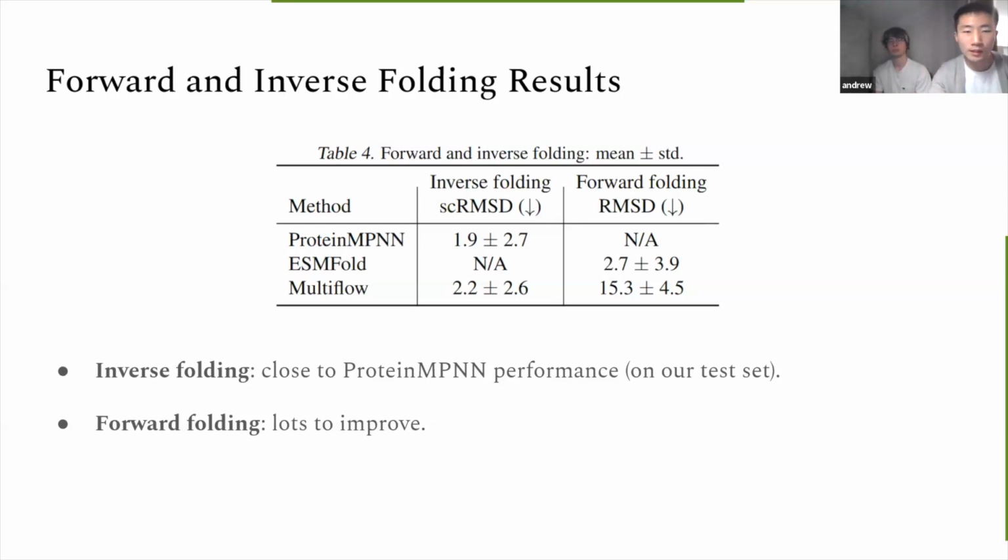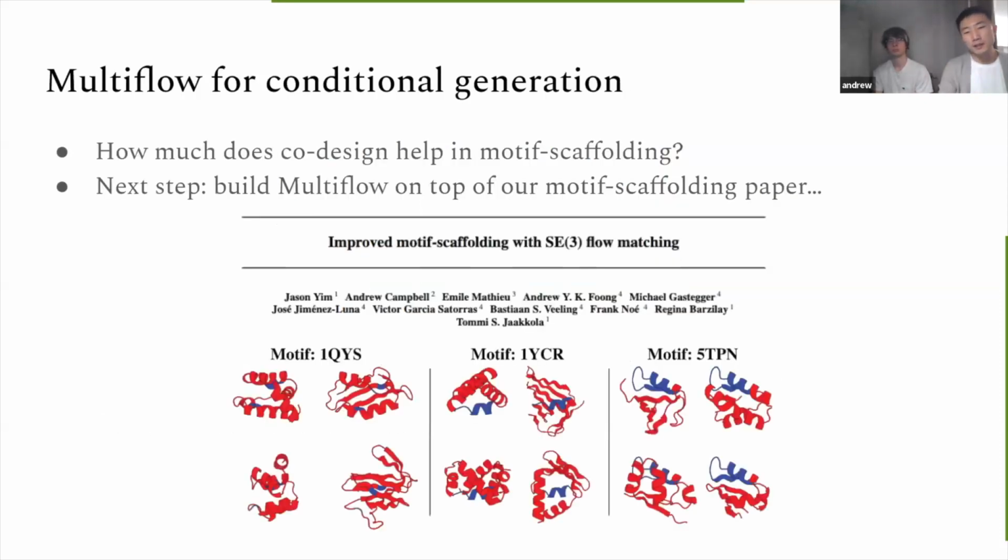I mentioned all our results in this paper were on unconditional backbone generation, which is not really useful for protein designers. But the next step is that we're looking into doing multi-scaffolding and some other conditional generation works. We actually have another preprint out that explored multi-scaffolding with the structure flow matching method. So you can imagine that now we can incorporate the sequence, and that should hopefully improve the multi-scaffolding results across different classes.